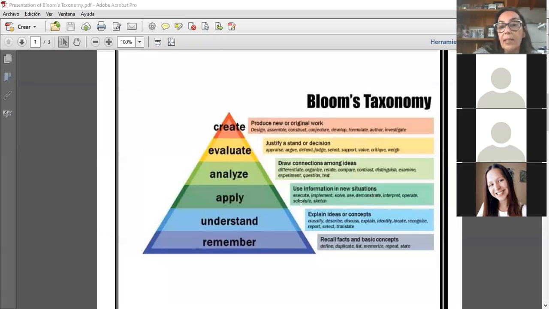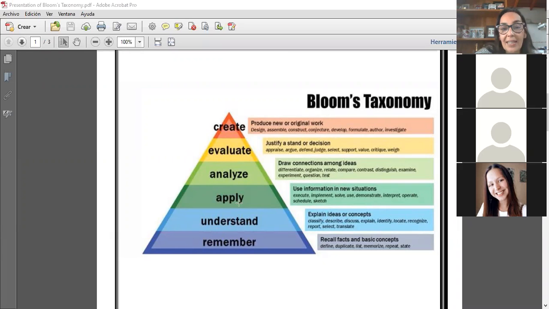So for example, you have executing, implementing, solving, using, demonstrating, interpreting, operating, scheduling, sketching. And here, if I have to give you an example, it would be sentence transformation activities. Paraphrasing, right? Because in fact, what they do is use a model and adapt it to the new situation using the keyword. But it is controlled anyway, right? Just to give you an example. Remember, we talked about the different types of activities.